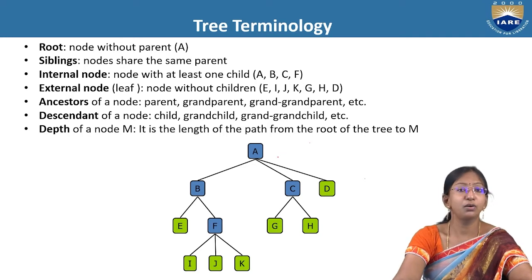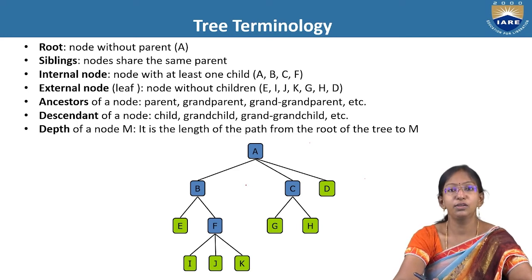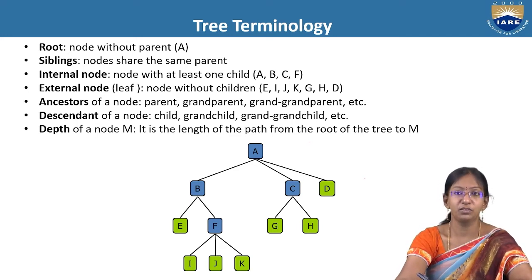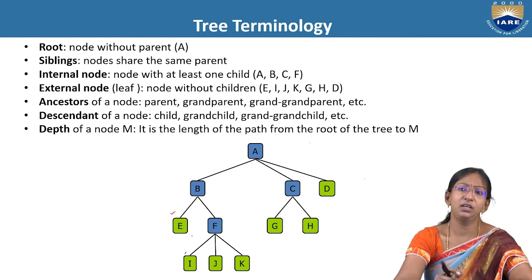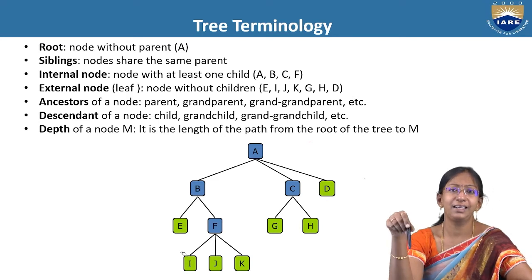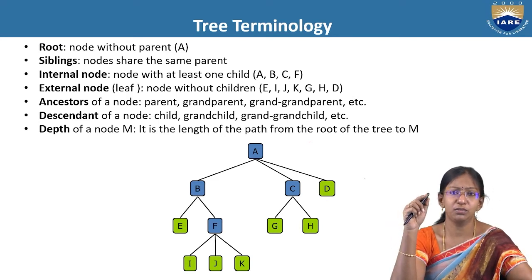External nodes are contrary to that. The nodes which do not have children are external nodes, also known as leaf nodes. They are denoted specifically in green color. Have a look. E, I, J, K, G, H, D, right? These are all the external nodes or leaf nodes.